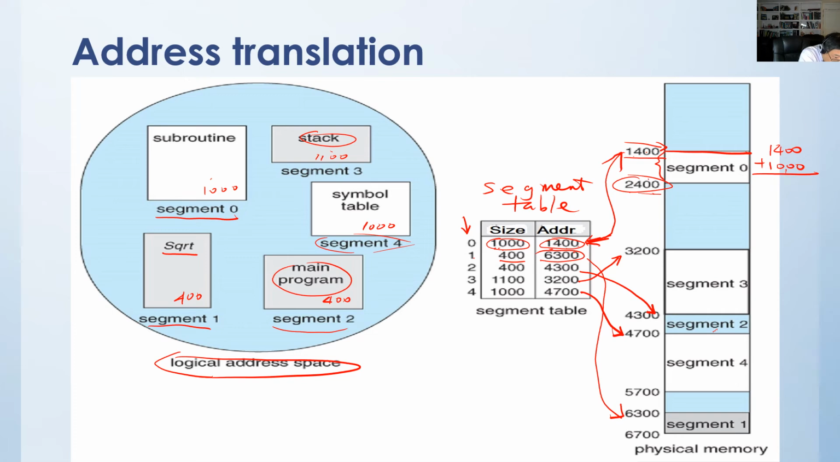So again, like for segment 3, the starting address is 3200, and the size or the limit is 1100. So I add this, I get 4300. 4300 is the limit for segment 3. So that's the segmentation table, the segmentation approach.